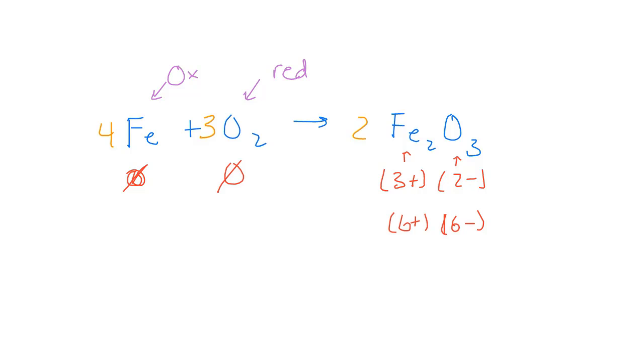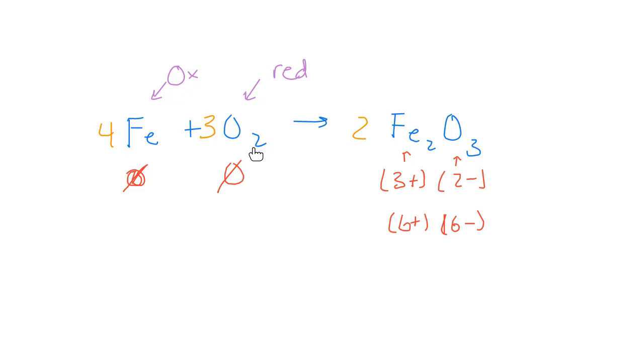Exactly. So iron here is oxidized because it went from a 0 charge to a plus 3 charge. So it became more positive. That means it had to lose electrons. Versus oxygen over here was a 0 and it became negative. So it's going to have to gain electrons to do that. So that's reduction. We know what's oxidized, we know what's reduced.